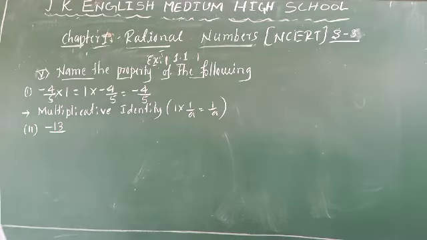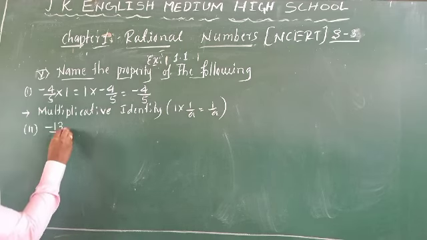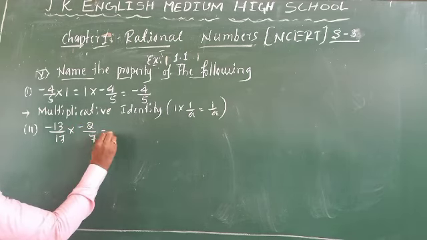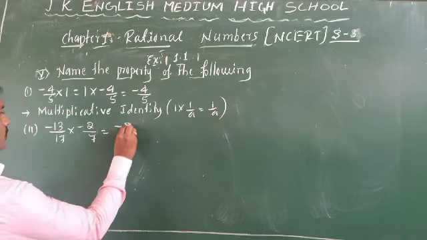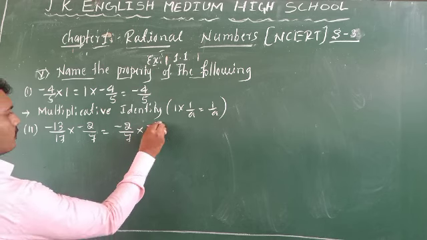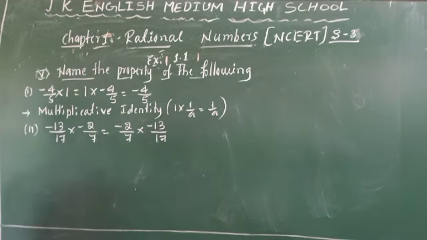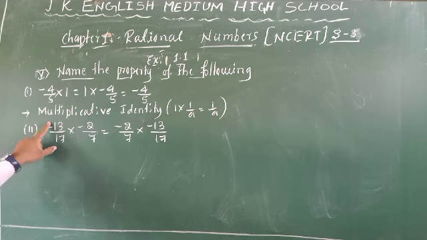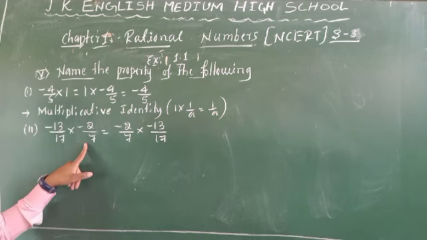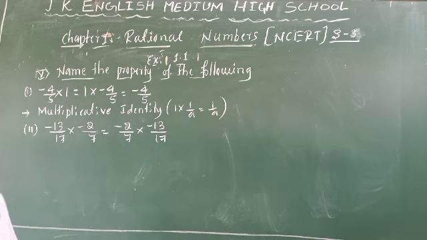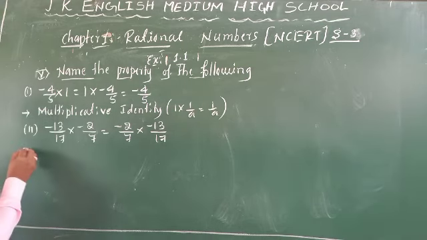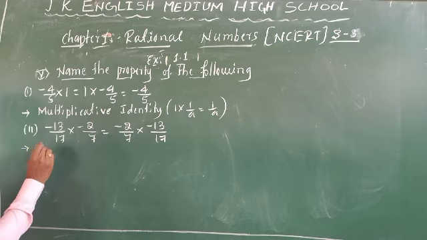Minus 13 by 17 into minus 2 by 7. Minus 13 by 17 into minus 2 by 7 equals minus 2 by 7 into minus 13 by 17. So this is the second question. So which property is this? Do you know? Okay. What is this? Commutative property of multiplication.